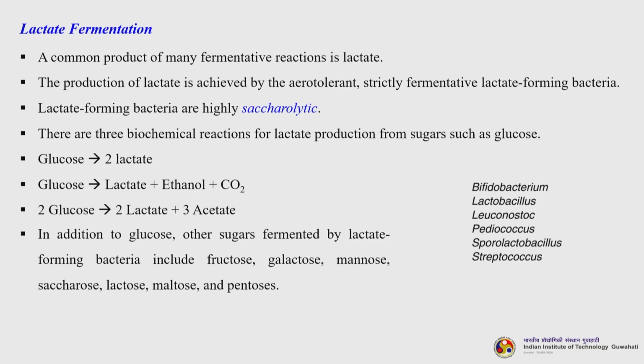The next is lactate fermentation. A common product of many fermentative reactions is lactate. The production of lactate is achieved by the aerotolerant, strictly fermentative lactate forming bacteria, and they are highly saccharolytic. There are 3 biochemical reactions for lactate production from sugar such as glucose. So, glucose gets converted to 2 lactate, glucose can be converted to lactate plus ethanol plus carbon dioxide, 2 glucose will again be converted to 2 lactate plus 3 acetate, depending on what type of bacterial species is being used.